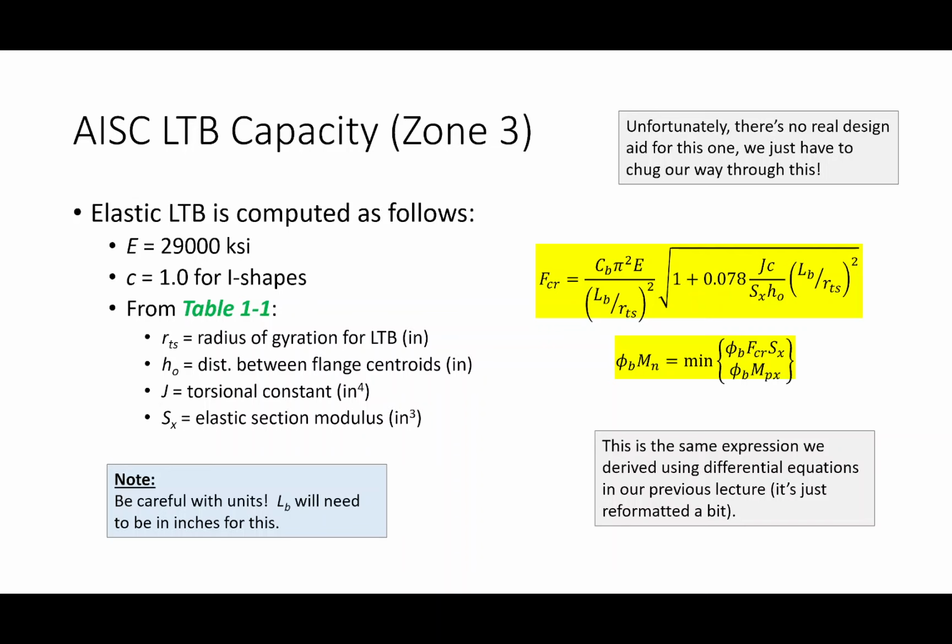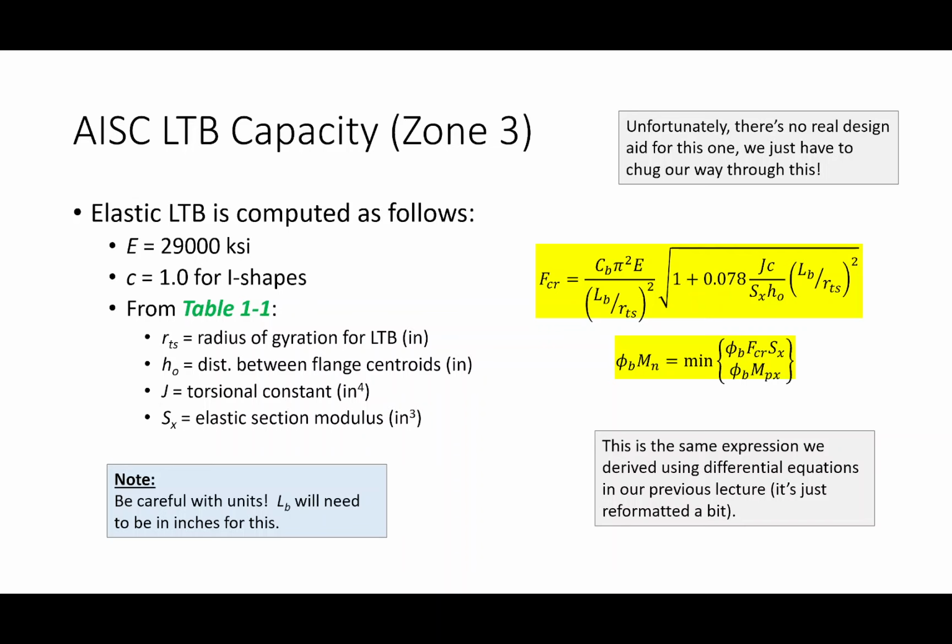Okay, now zone 3. Zone 3, unfortunately, there's not a shortcut. I would like it if there was some way of shortcutting this, but there isn't really. We just kind of have to chug our way through it. Okay, so that's our expression. Now, a couple things about this. The way zone 3 works is the first thing you do is compute an Fcr, which is this term, and then the actual capacity is the minimum of phi Fcr Sx or the plastic moment.